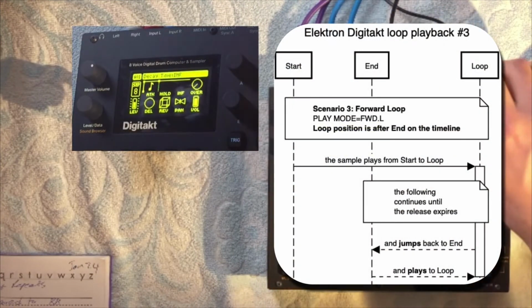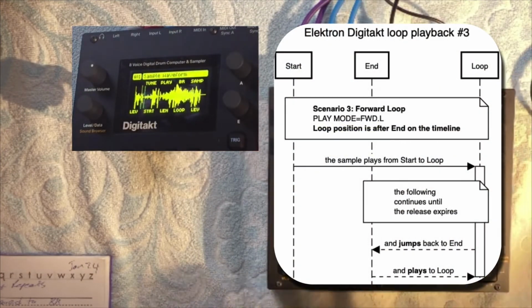So, now that I've explained that, let's look at that again. It starts at the start. It's going to go right past the length marker, hit the loop marker, and bounce.